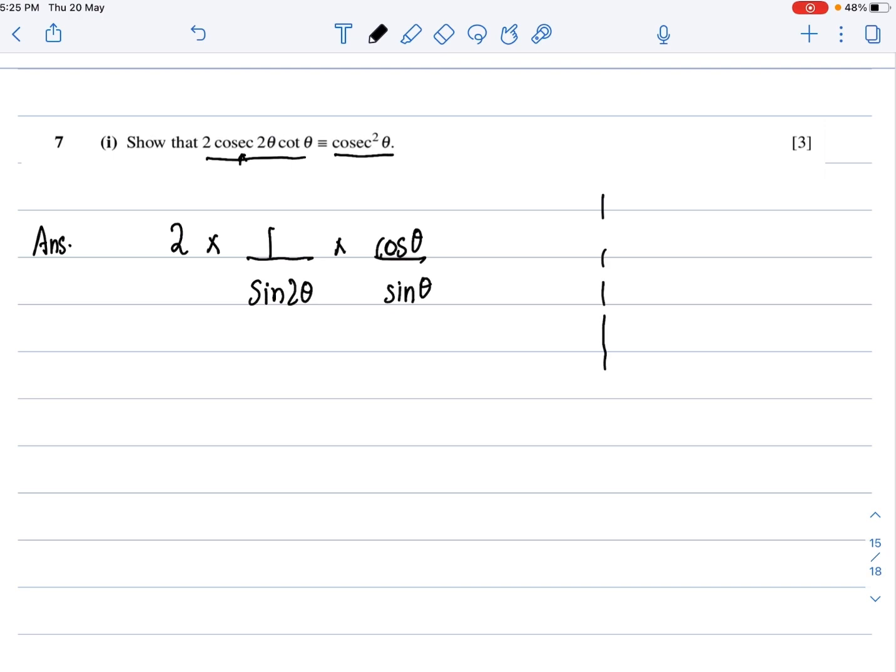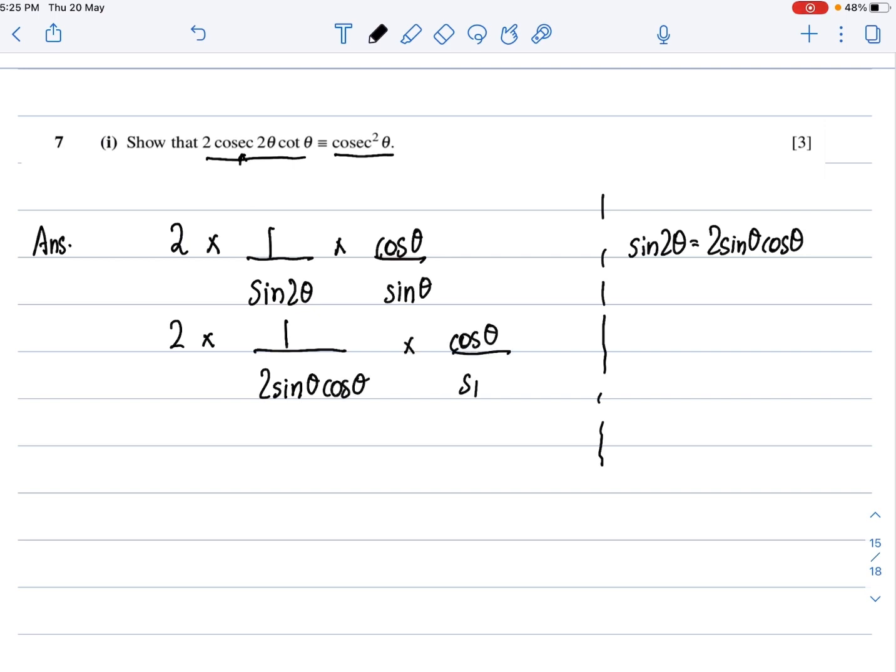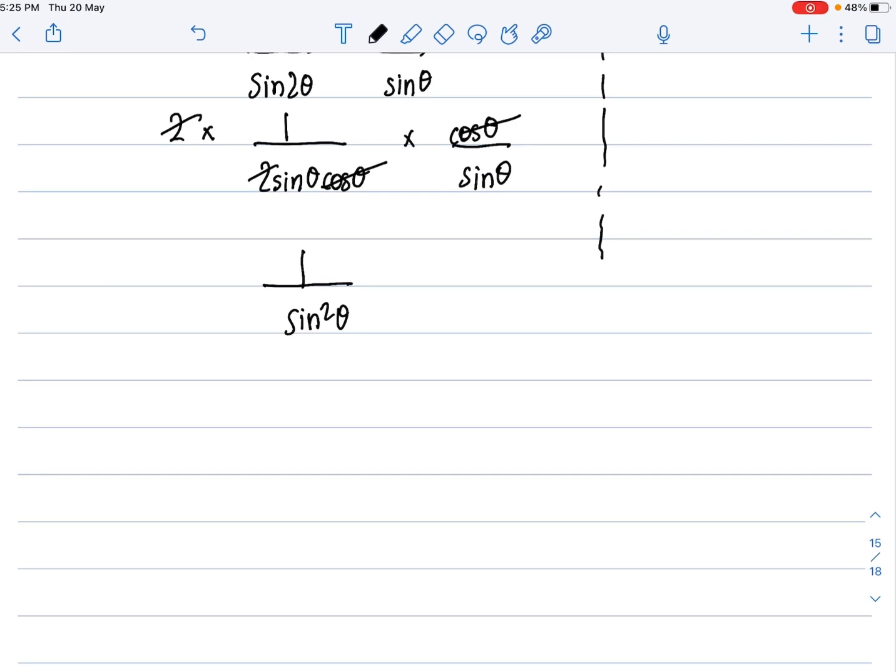Now I need to use an important trig formula, that is sine 2 theta equals 2 sine theta cos theta. Okay, so now I can write this as 2 into 1 over 2 sine theta cos theta into cos theta over sine theta. So I can simply cut 2 cos. So I get 1 over sine square theta. And I told you cosec is 1 over sine. So I can write this as cosec square theta.